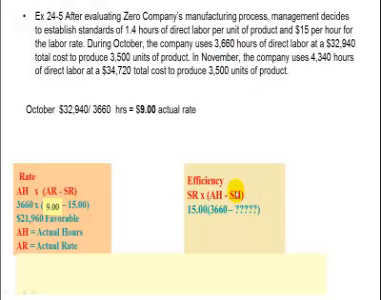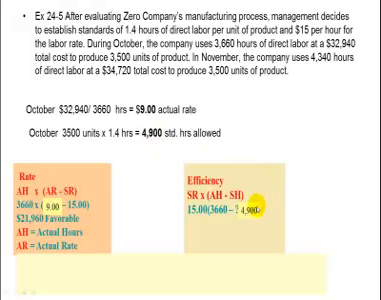The standard hours we don't know, but we can do some calculating here. For October, we made 3,500 units, and the standard is 1.4 hours of direct labor per unit. So if we made 3,500 units, the standard hours should have been 4,900 standard hours. So we'll plug that in, and hopefully you can see that if the standard to make those units was 4,900 and we had actual hours of 3,660, that means we're going to have a favorable efficiency variance, and we just need to figure out how many dollars that amounts to.